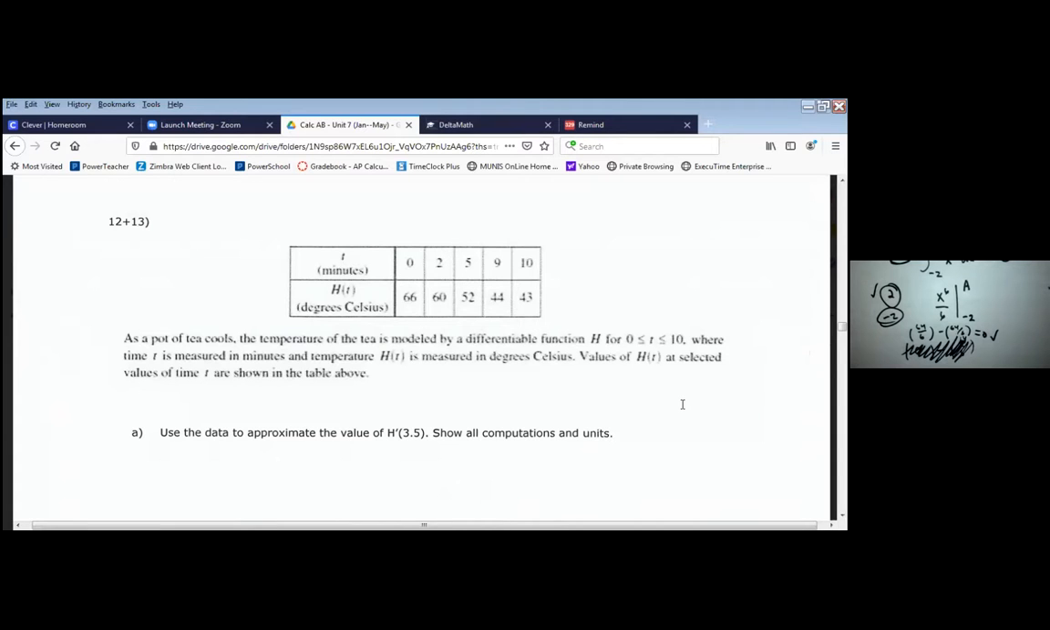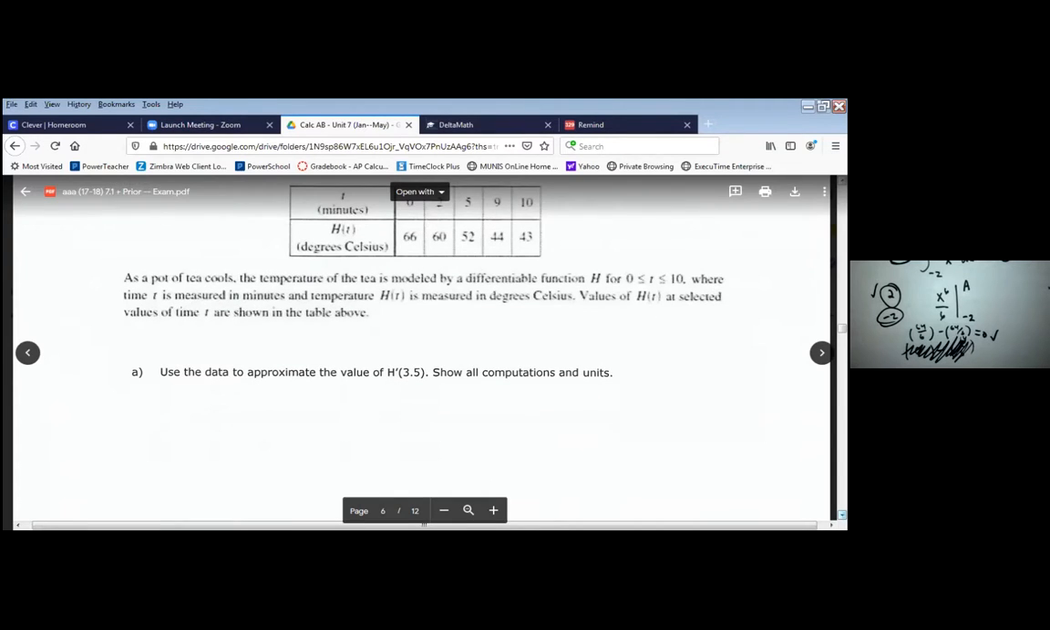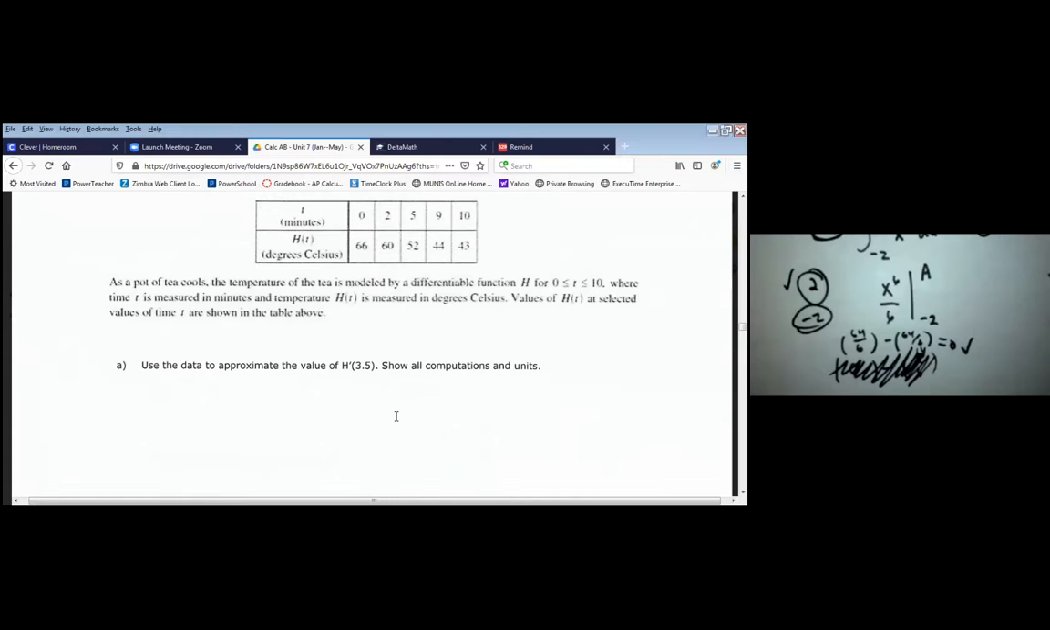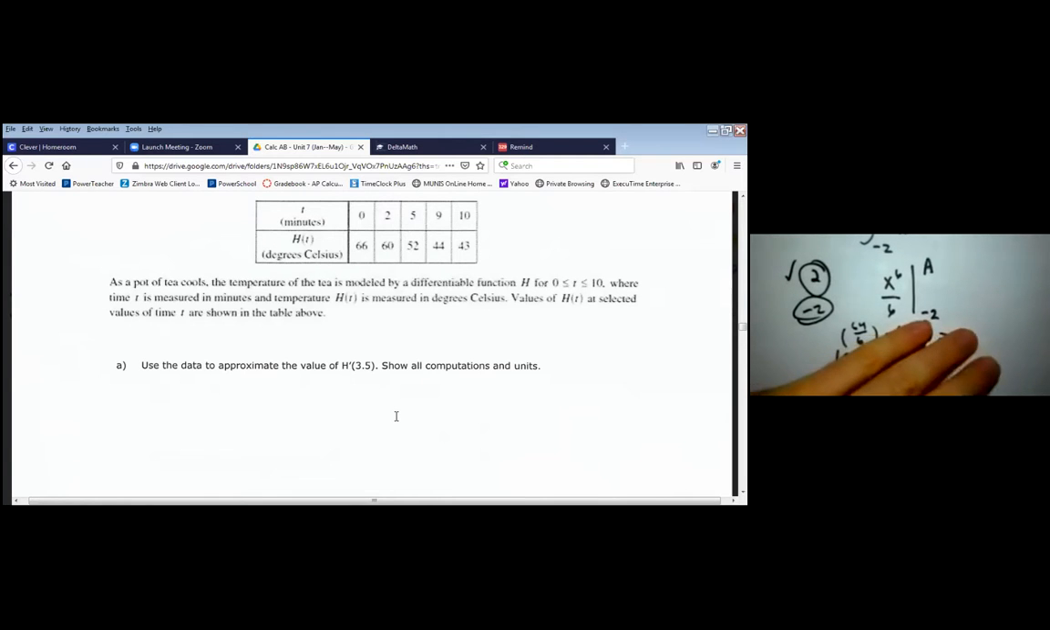Okay, moving on. Part A, get very familiar with part A. It's going to be on the AP exam. There's never been an AP exam that did not have this question on it. It's there every year. The first part is always approximate the value of something prime of something. So when we're talking about prime, I'm talking about a derivative. Key word, approximate, means we're just estimating it. How do you estimate a derivative? The derivative is a tangent slope. How can I estimate a tangent slope? Estimate. Say again?